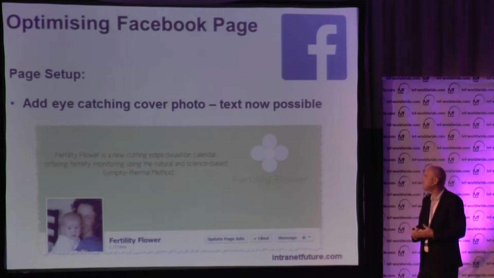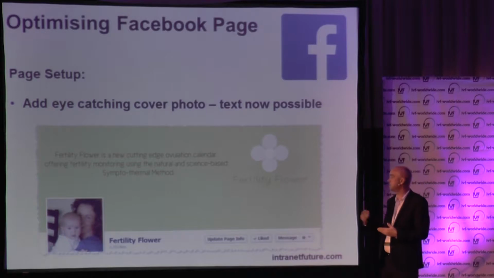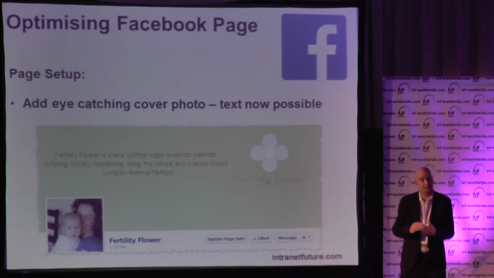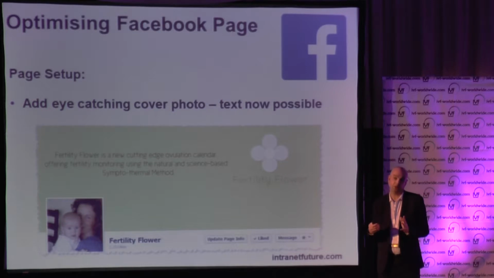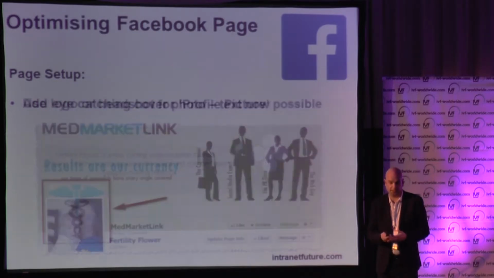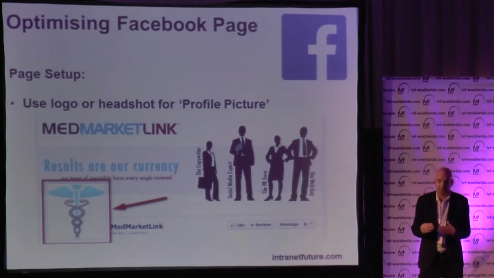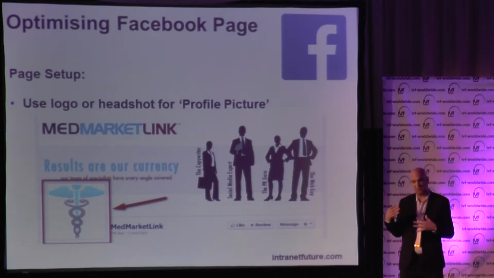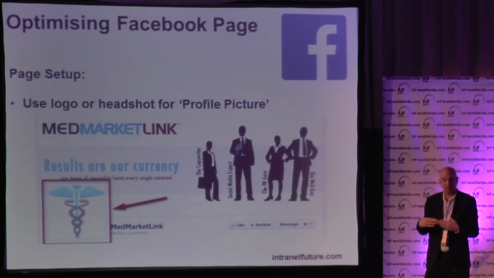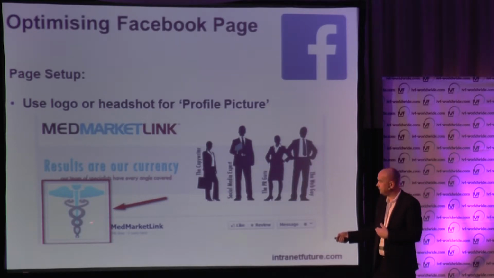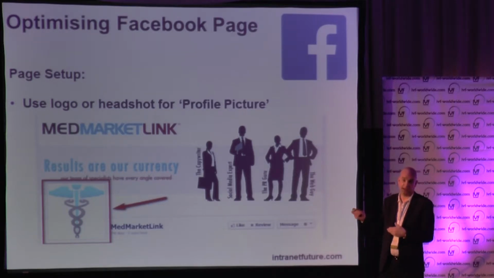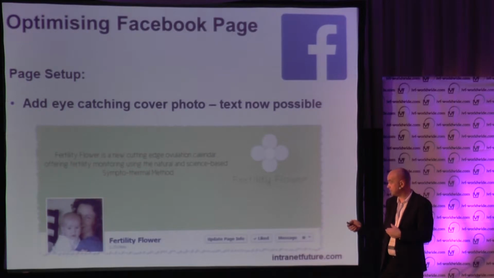Fertility Flower is a new cutting-edge ovulation calendar offering fertility monitoring using the natural and science-based symptothermal method. That tells you what the business does very clearly, as well as a branded image. So worst of all is not to put in a cover photo at all. So add a cover photo there. Next, using an example from Ron's previous business, so my mistake there, apologies Ron. But to illustrate the point, this still works quite well, in that here we have what's known as the profile picture area, and this is where you can use a logo or, going back to the previous example, a nice personal picture.